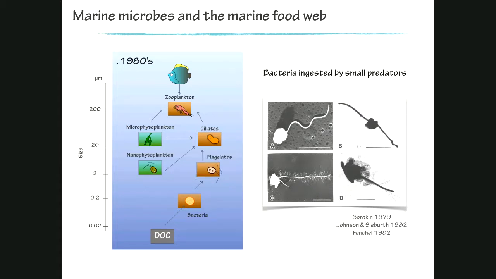So this actually led to the idea that microbes were part of the marine food web. They were connected to higher trophic levels. So bacteria take up DOC, and then bacteria are eaten by these flagellates, and these flagellates are eaten by ciliates, and so on. So this was the link of bacteria to higher trophic levels.